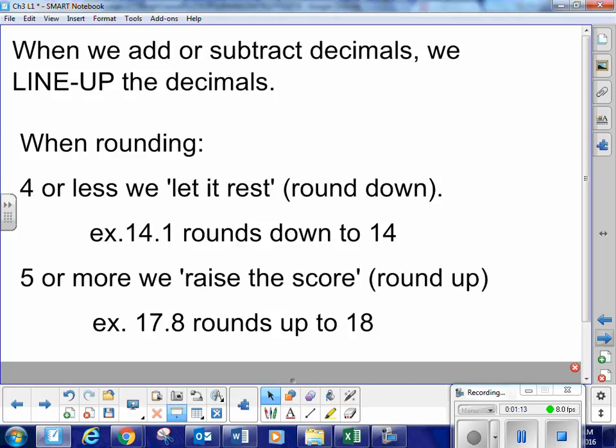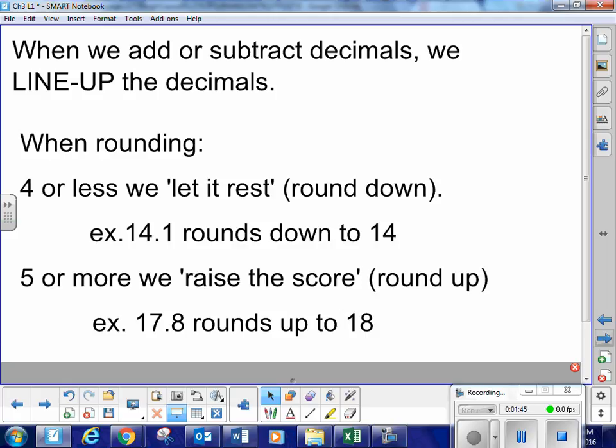We're going to have to be rounding today. So a quick review for rounding is, when rounding 4 or less, we let it rest. In other words, we round down. For example, because we're dealing with decimals today, we'll be rounding the decimals to whole numbers. So we take 14.1 and round it down to 14 because it is 4 or less. We let it rest. In other words, we leave the whole number what it is.